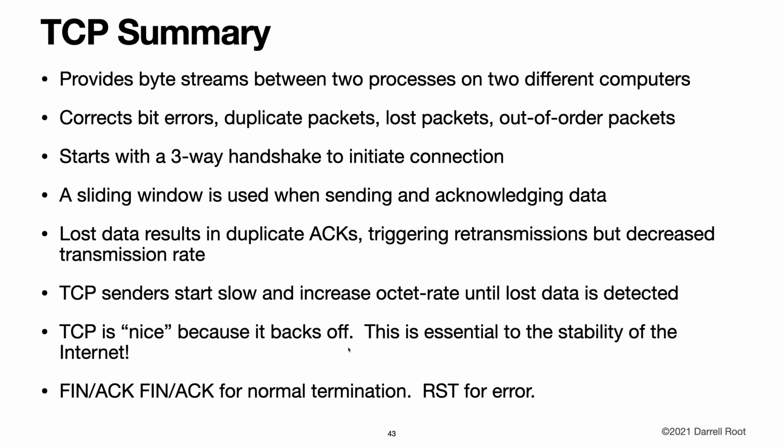This is essential to the stability of the internet. Part of the reason the internet is not constantly congested is because processes that use TCP transmit as much data as fast as they think the network can allow, but when they detect congestion, they back off. The TCP flags FIN and ACK are used for normal termination, and TCP reset flags are used for errors.